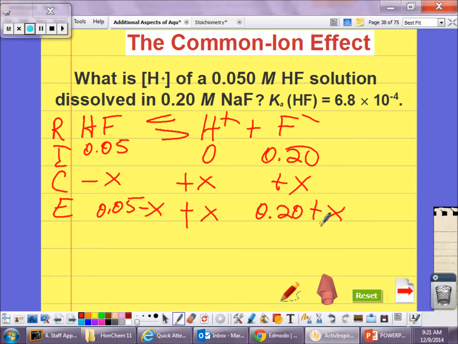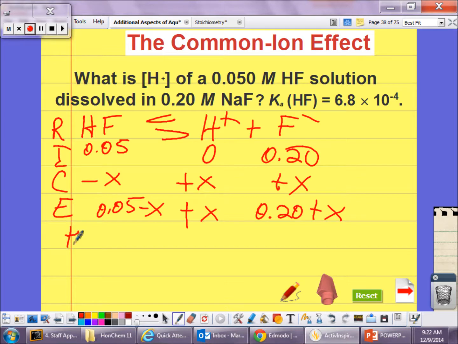And I write my expression. It is 6.8. It is my Ka. Now, yes, it is an acid. The equation. Always pay attention. So this is 6.8. My expression. Let me write the expression first.